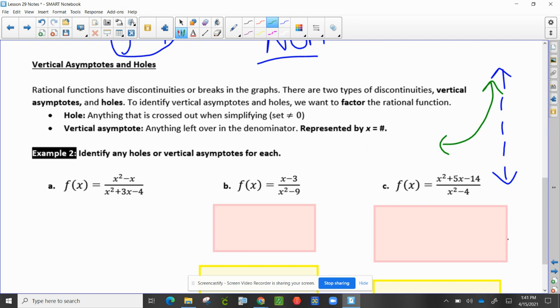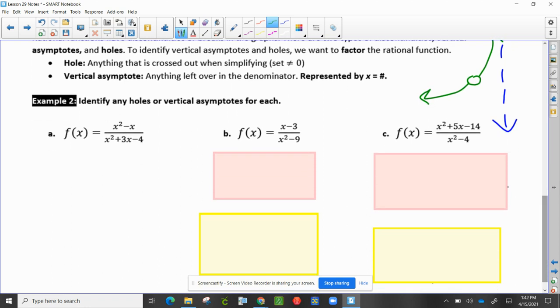So if we had a break in our graph, like that, and it kind of skipped through that line. So maybe I'll redraw that. Okay, a hole would look like this. Okay, those are discontinuities. They break the graph up. That's not continuous there. Okay, so the way we get that is by factoring. Okay, we factor the numerator, factor the denominator. Anything that gets crossed out would be considered giving us a hole, and anything left in the denominator would be a vertical asymptote.